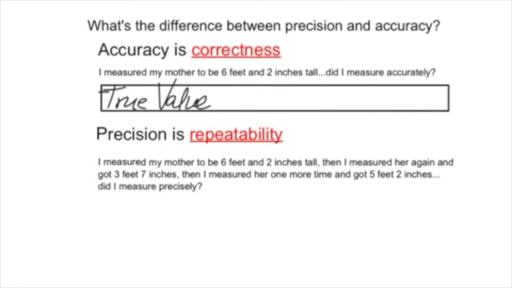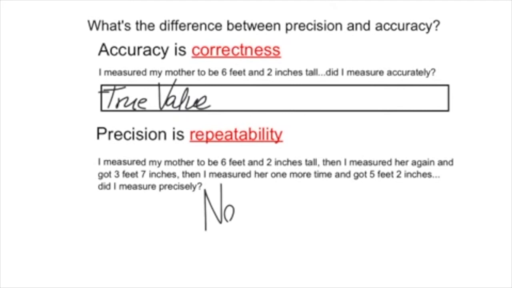So let's say I measure my mom to be 6 foot 2. Then you come back in like 5 minutes and you measure again. This time you get 3 foot 7. Then you measure her again, and now you're 5 foot 2. Those three measurements are nowhere near each other. You're not being precise. Precision means repeatability.